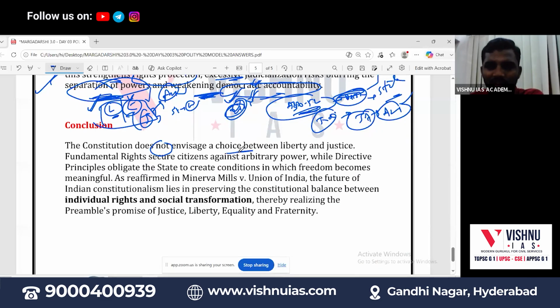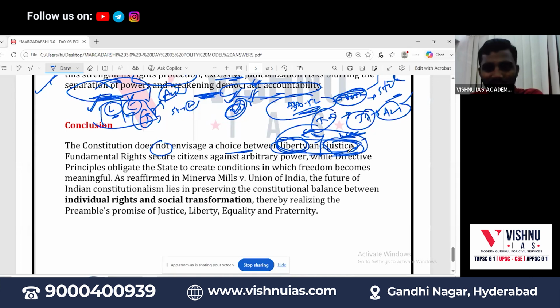The Constitution does not envisage a choice between liberty and justice. If you are given a choice, whether you choose liberty or justice, that's not how human life works. We need both justice and liberty. I need freedom, and at the same time I don't want anybody to interfere in my life. That's what justice is all about.